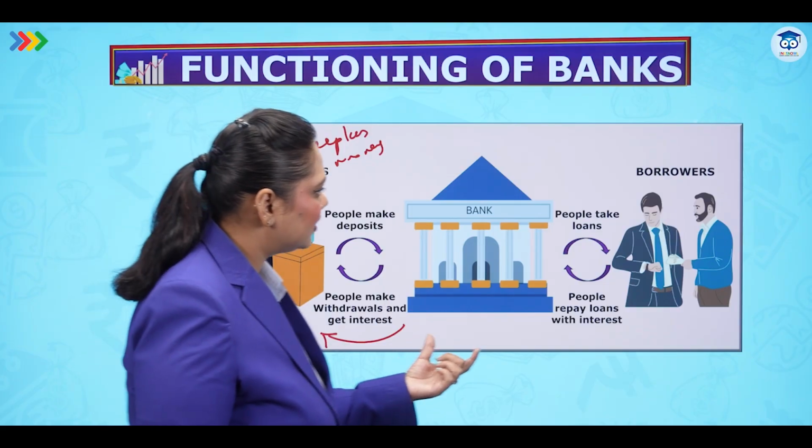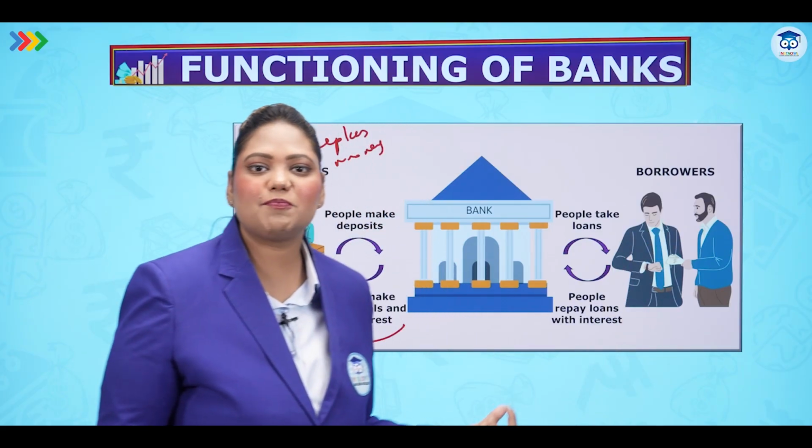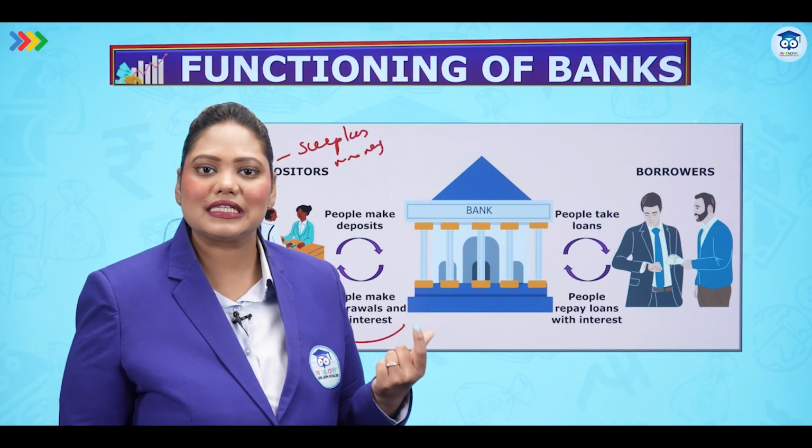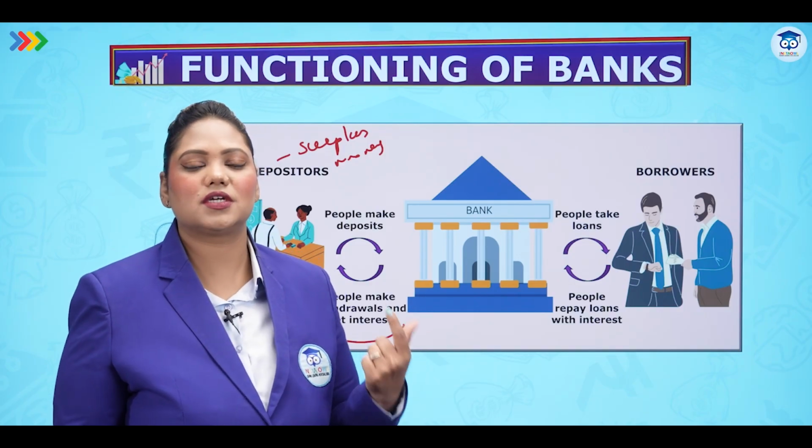Please look at this side. These are borrowers. These are people who need the money for some kind of commodity, a car, a house, some education loans.